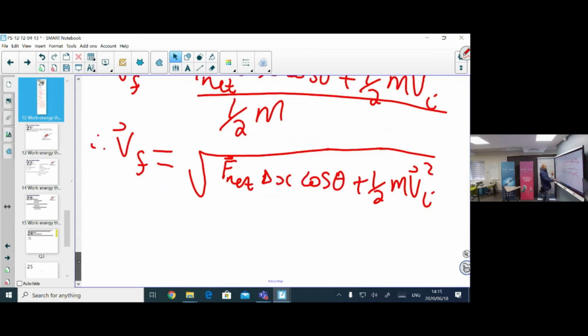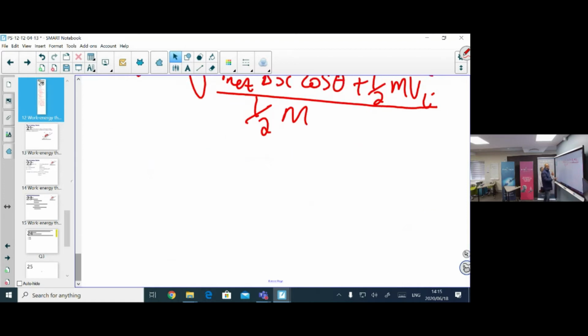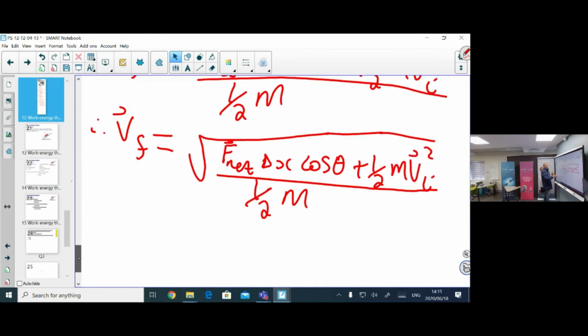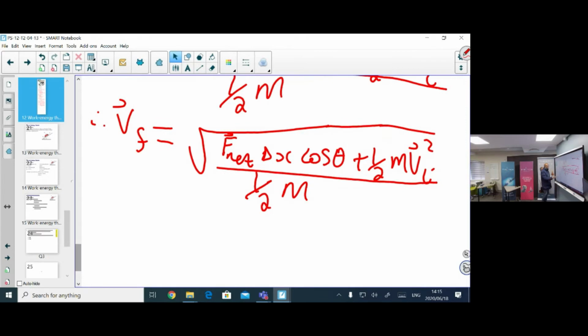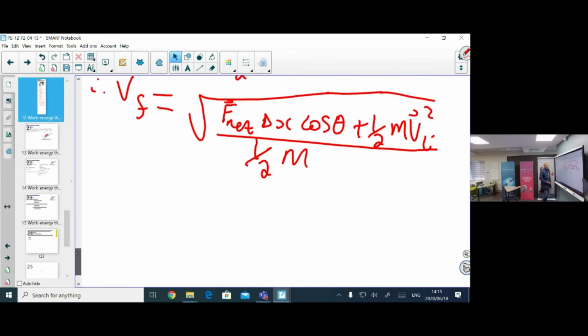If you can just look at that, you have to divide. Don't forget, you divide by half m. All right, we have to substitute. Let me extend my page. If you can just look at that, we have to substitute whatever we have there. Let us go back to our data. We have to substitute everything.